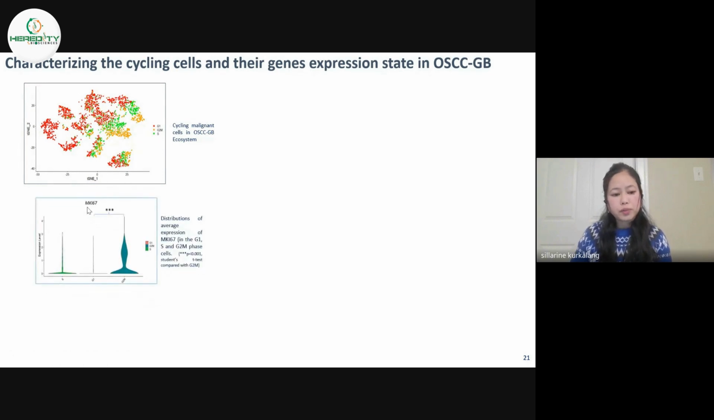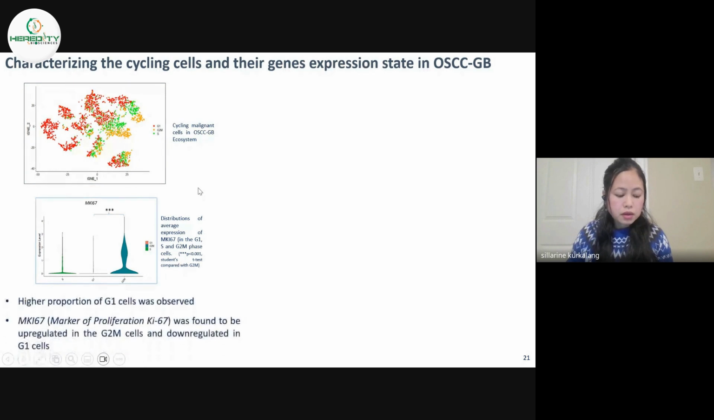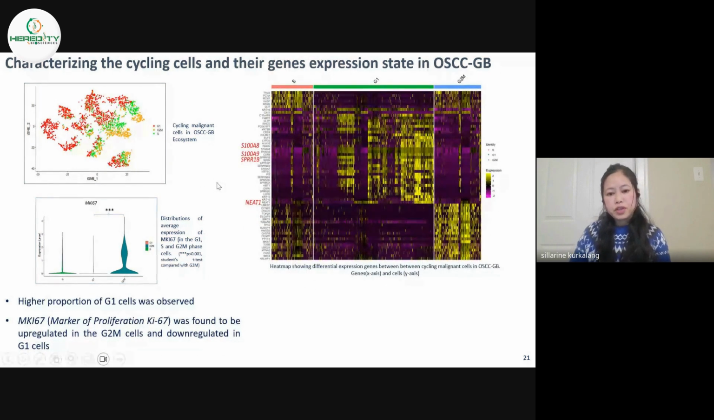We checked the expression of proliferative marker genes, and we found that the cells in G2M show higher expression of the proliferation markers. We then performed differential expression analysis between the G1 cells, S phase cells and G2M cells. We found that the cells in G1, in the middle portion, have a distinct gene expression profile compared to the cells in S and G2M. Cells in S and G2M show a similar pattern of gene expression.